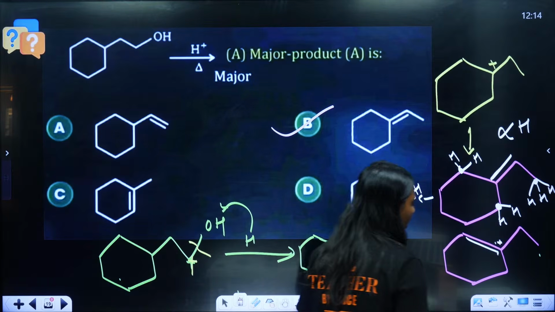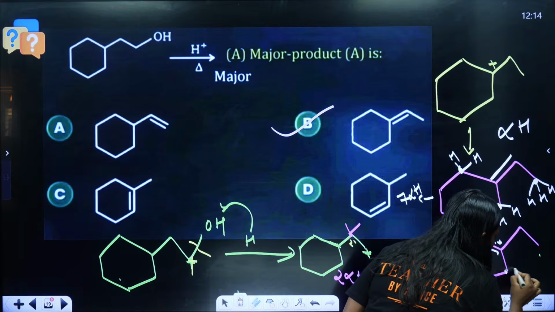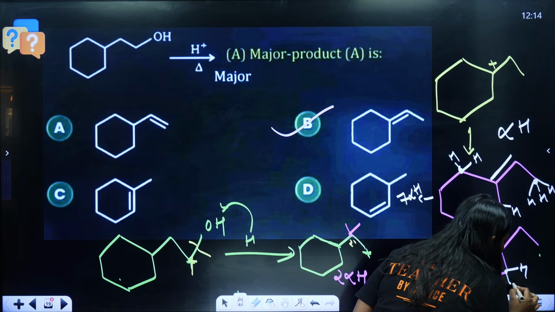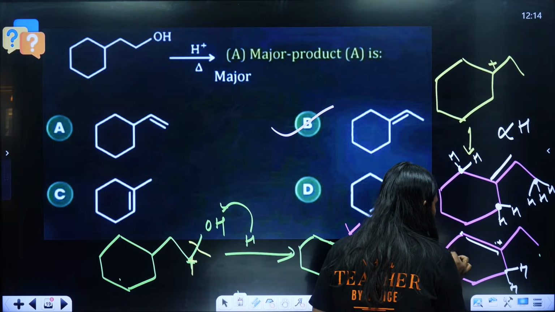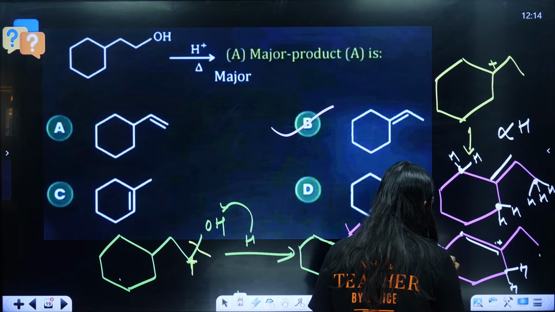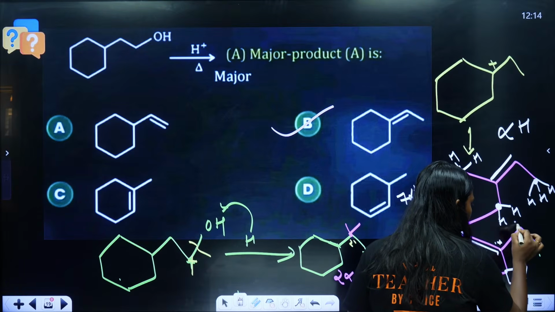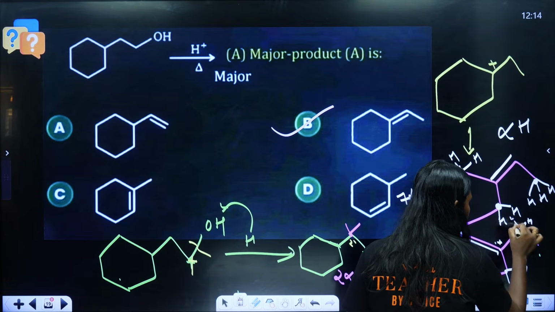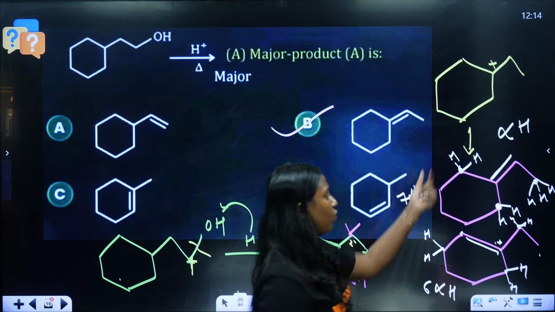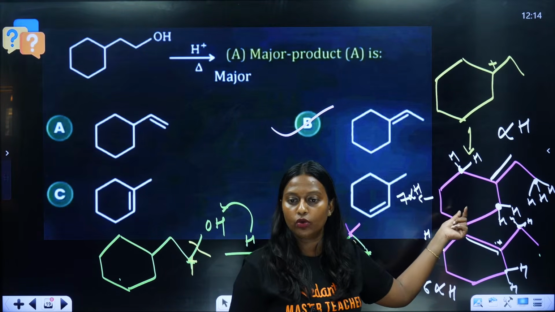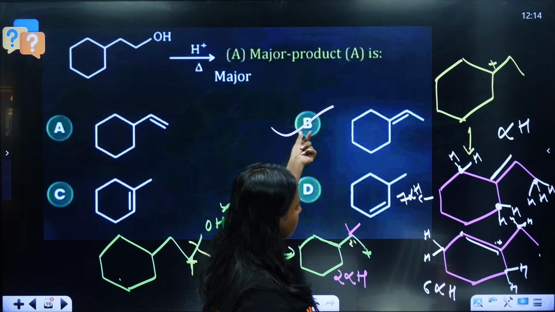Now count the alpha hydrogens in the other molecule together. This is an alpha carbon containing 2 alpha hydrogens. This is another alpha carbon with 2 hydrogens. This is another alpha carbon, which also contains 2 hydrogens. So in total 6 alpha hydrogens. So you can see more alpha hydrogens in the first molecule. So the first molecule is more stable.